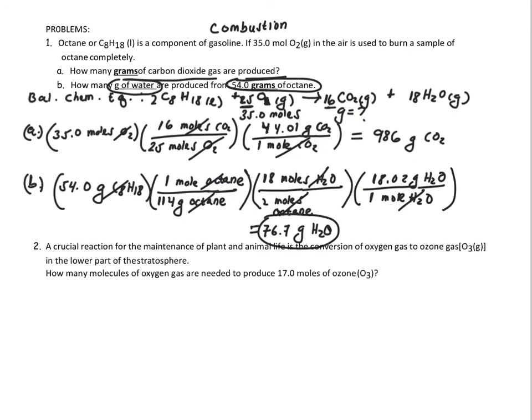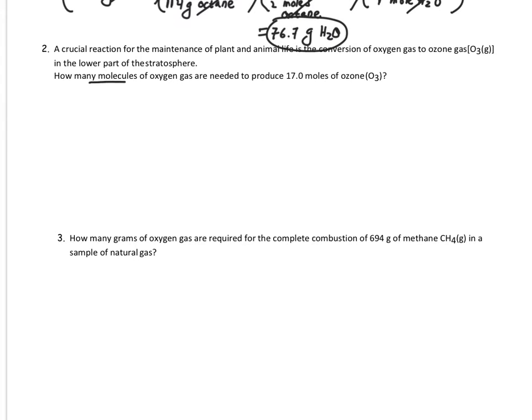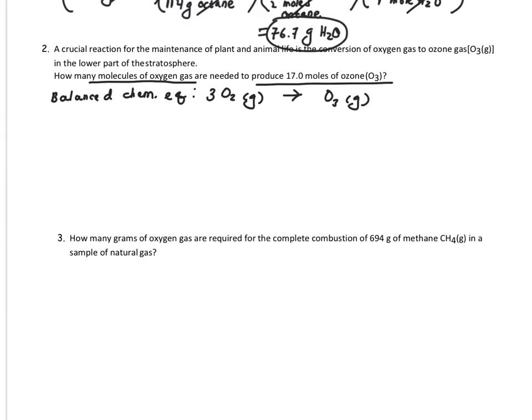as our answer. In the next problem, we want to find the molecules of oxygen gas needed to produce 17 moles of ozone. The first step in this problem is to write down the balanced chemical equation, which is O2 going to ozone. And we can balance this by putting a 3 in front of the oxygen and a 2 in front of the ozone. We have 17 moles of ozone.